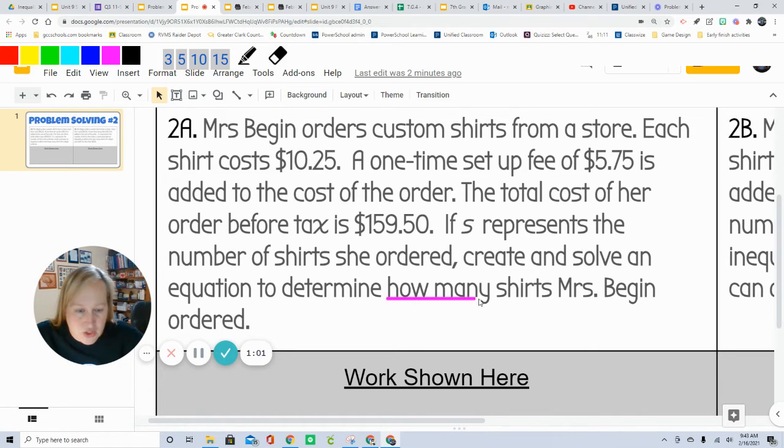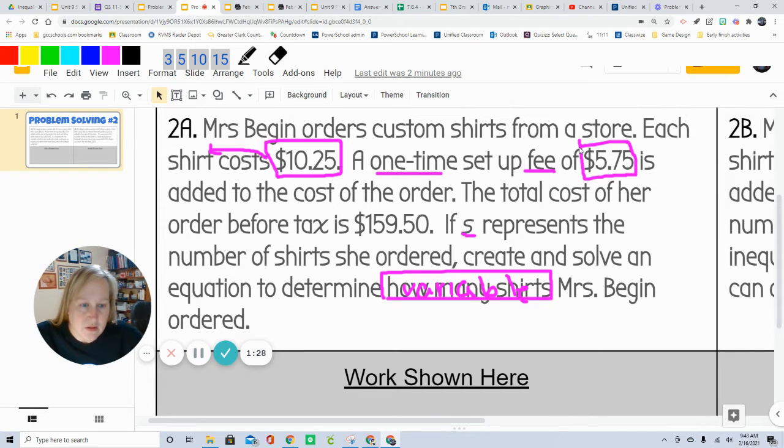We're trying to find how many shirts. So shirts is our variable, which is S. So let's see. Each shirt is $10.25 per shirt. One-time fee is $5.75. Okay, total cost of the order is, so "is" means equal, $159.50. So let's try to put this together.